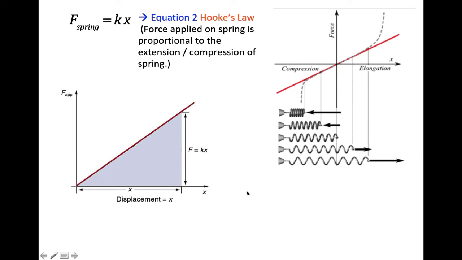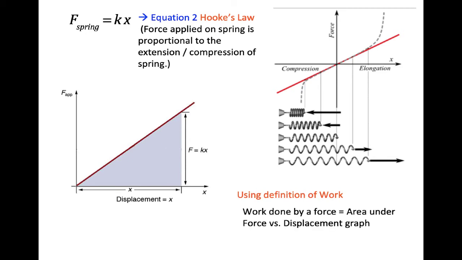So we will apply work done on the spring and look at the definition of the work done, which is work done by the force is equal to the area under the force versus displacement graph. Here the area under the force versus displacement graph looks like a triangle. The base of the triangle is displacement or extension x, and the height of the triangle is the force, which is kx. So from the force versus displacement graph, we can write that the work done is equal to the area, which is half Fx.